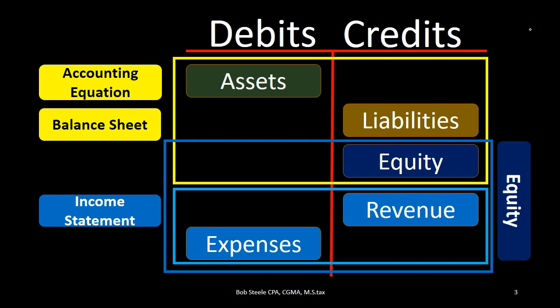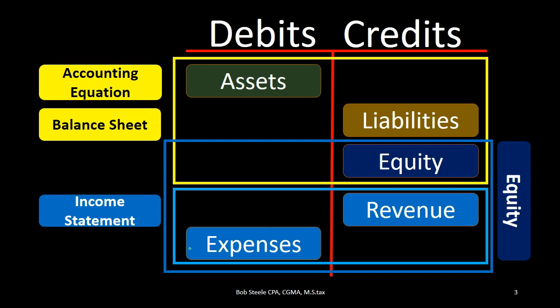Quick recap, we have the debits and credits here. This is our board. We just need to memorize that assets have normal debit balances, liabilities have normal credit balances, equity has a normal credit balance, revenue has a normal credit balance, and expenses have normal debit balances.